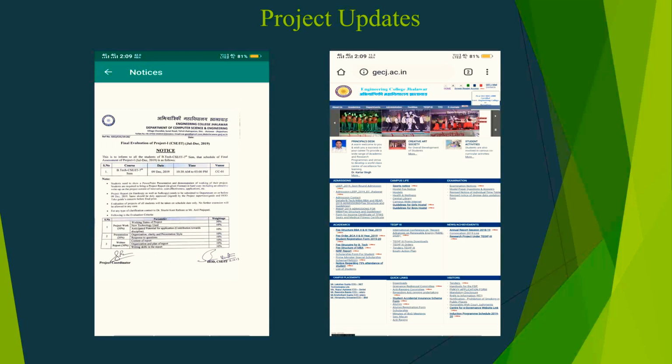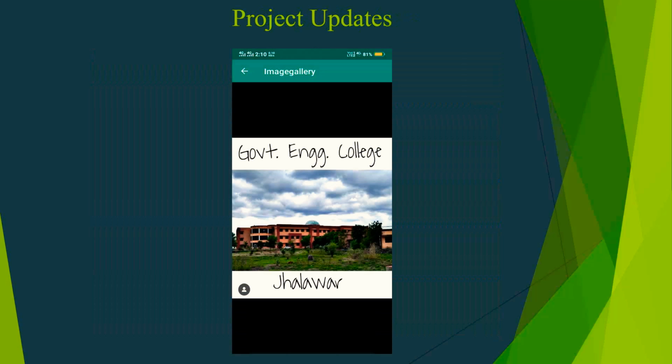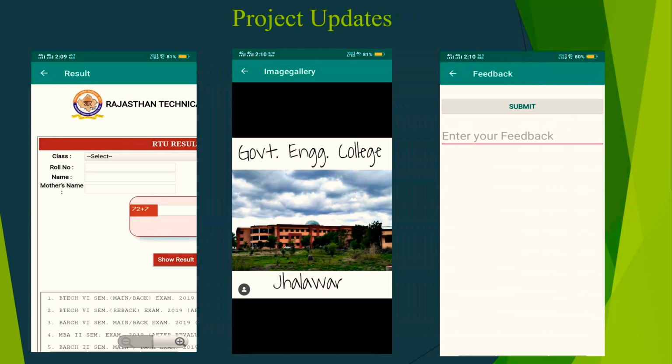So the next is notices. As you click on notices, the notices activity opens. As you click on website, it will directly send you to the website of the Government Engineering College Jalabad. And there are three more icons. If you click on result, it will send you to the result page. And if you click on image gallery, there are a lot of images of our college which you can see, and you can show some other people to tell them how your college looks.